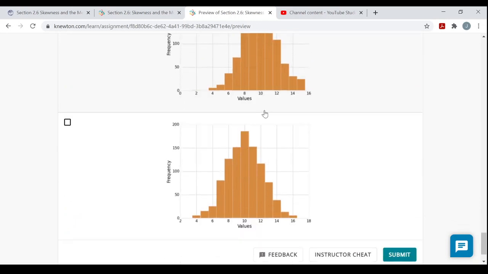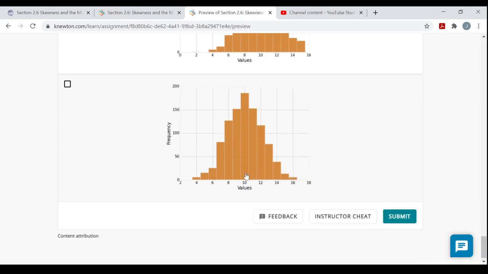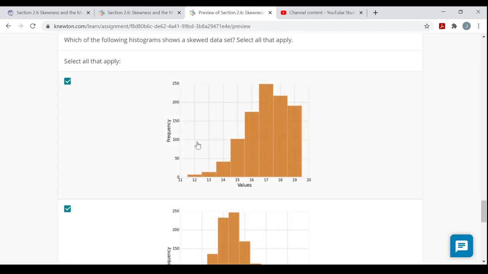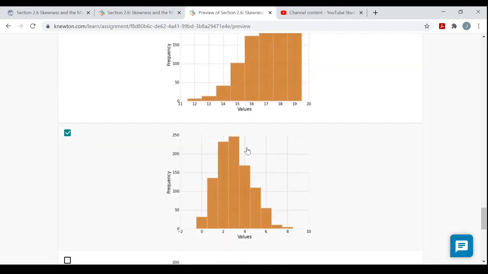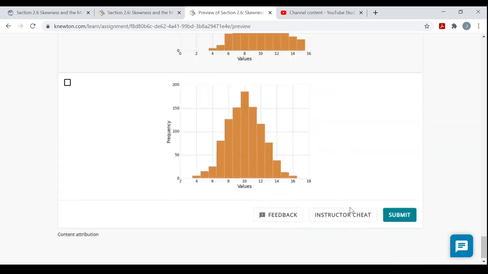This one seems more symmetrical to me, and this one's definitely more symmetrical. I think it's almost perfectly symmetrical. All right, cut it. It's bulkier in the center, thin on the right, thin on the left. Definitely has more symmetry to it. So I'd say just those first two. This is skewed left. This is skewed right.